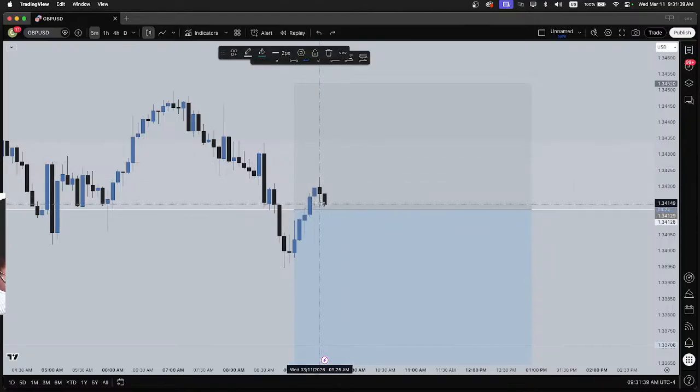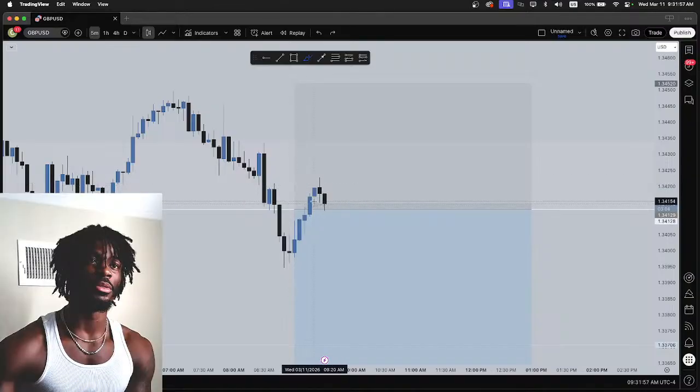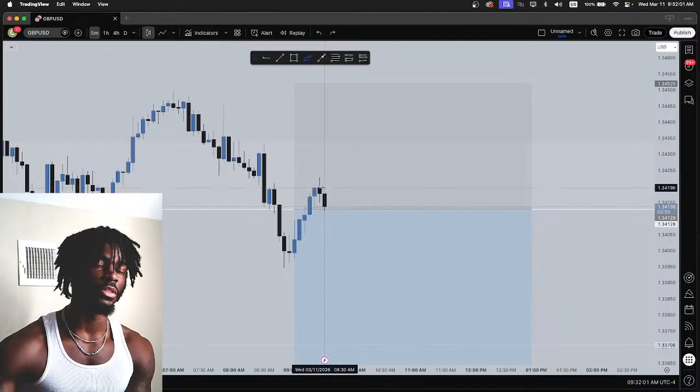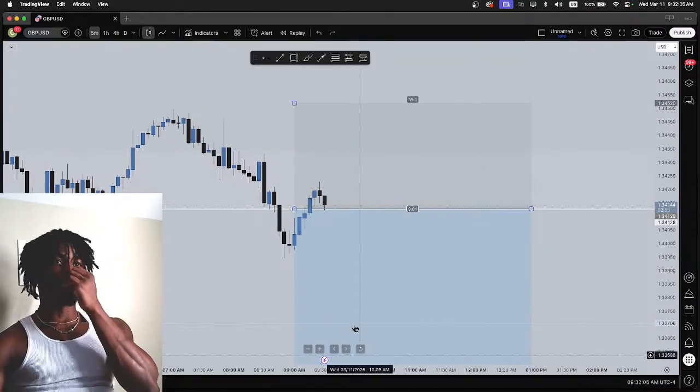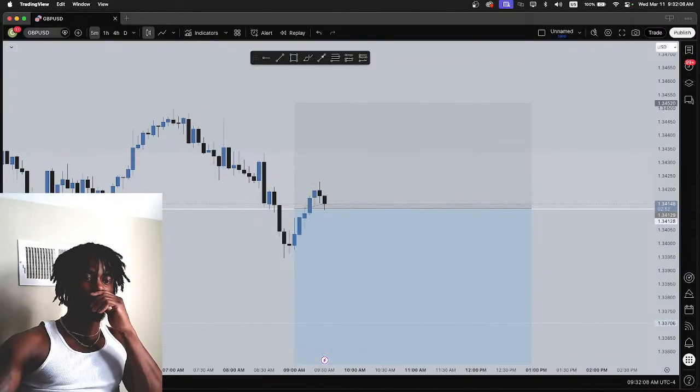If the body actually closes below this wick right here, I'm going to enter the trade. If the body does not close below and it closes back above, then that is a neutral. So that's what I'm going to wait for here in the next 3 minutes, see how this plays out.